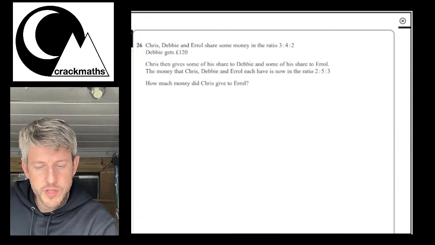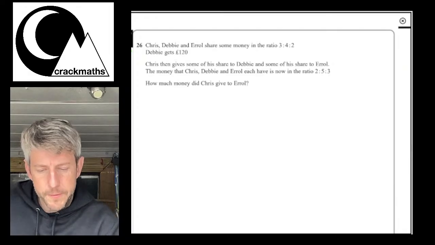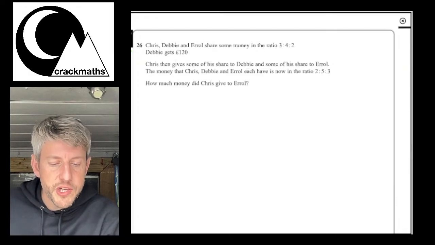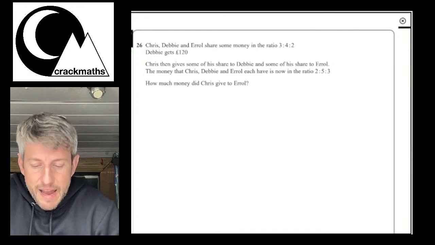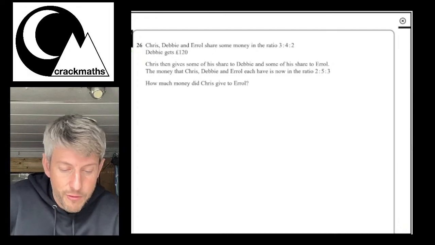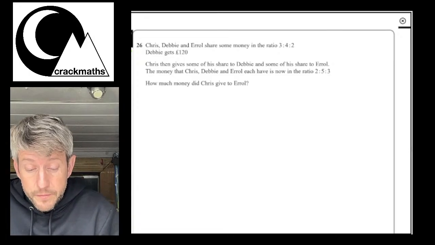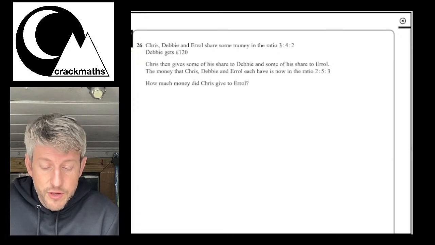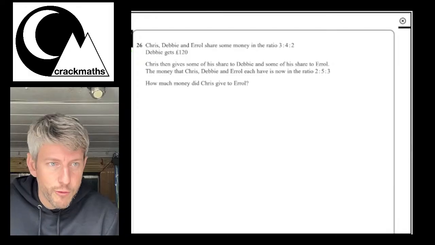Debbie gets £120. Chris then gives some of his share to Debbie and some of his share to Errol. The money that Chris, Debbie and Errol each have is now in the ratio 2 to 5 to 3. How much money did Chris give to Errol?